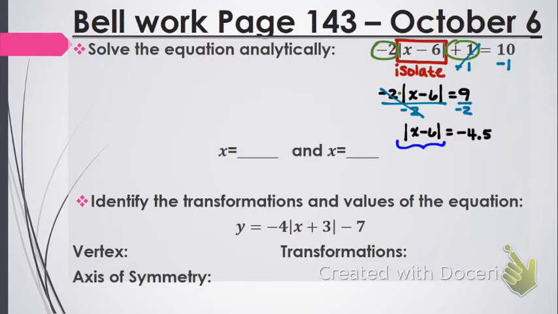What does absolute value mean again? How far it is from 0. So this is saying that the distance is -4.5 units from 0. Where could I be on the number line if I am -4.5 units away from 0? Be careful.